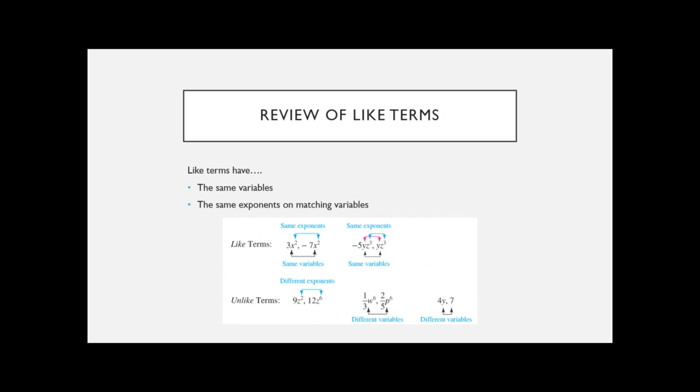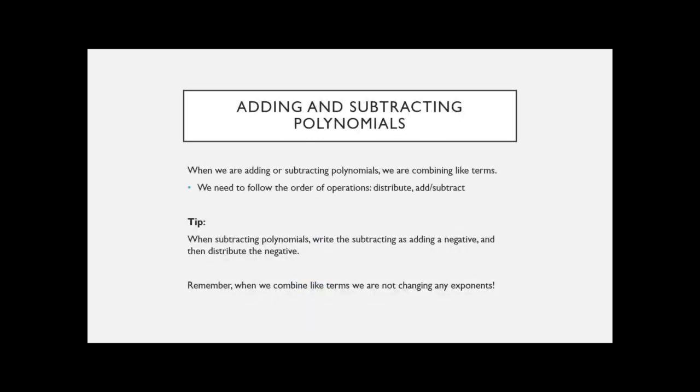But unlike terms, which you cannot combine, would be if they have different exponents, like they both have z, but one's 2, one's 6. Or if they have the same exponent but the letters are different, those are not like terms. Or if one has a variable and one doesn't, you can't combine those either. So we really have to look at like terms and what are considered like terms in order to add polynomials. So basically, adding and subtracting polynomials is simply combining like terms.